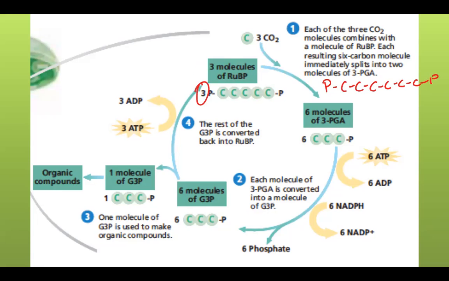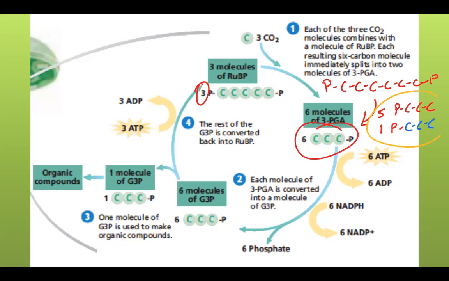That molecule is unstable. It's going to split in half and it's going to form 6 molecules of 3-PGA, phosphoglycerate, I believe. But remember, of these 6, 5 of them look like this, and 1 of them looks like this. 1, 2, 3. That's the one that came from the carbon dioxide. Okay, you're going to convert these 6 molecules into a different type of 3-carbon compound in 2 steps.